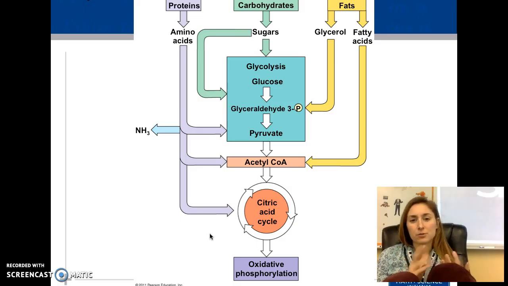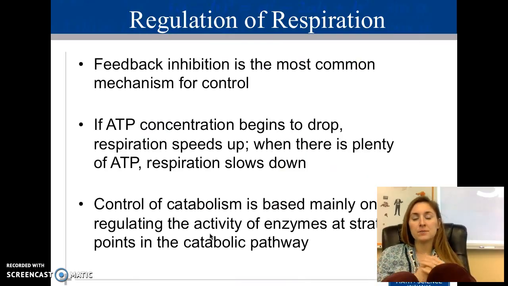If we look at it this way, carbohydrates, so sugars, can be used directly in glycolysis. Proteins have to be broken down to be used. Some fats, like glycerol, can go right into glycolysis. Fatty acids have to be broken down a little bit first, but they all end up getting incorporated at some point.